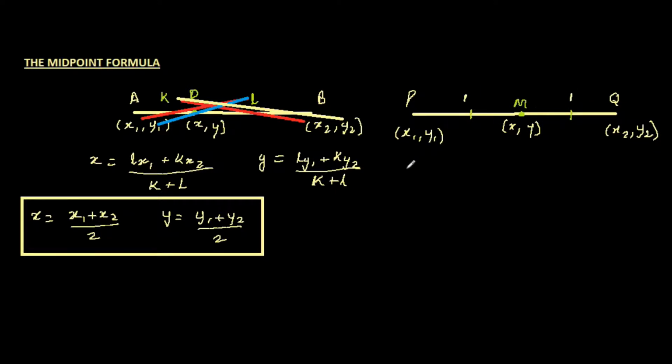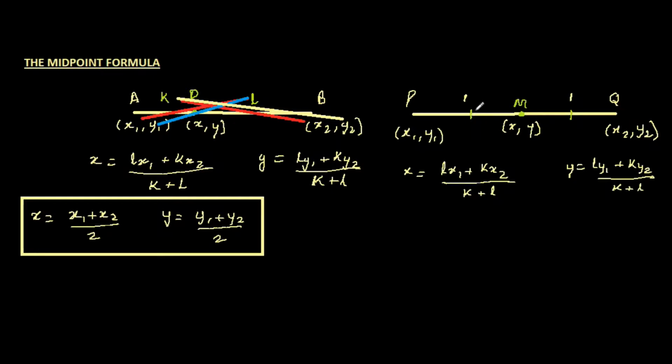So let me start with the section formula once again. We know that the x coordinates of the point M would be Lx1 plus Kx2 over K plus L, and the y coordinates would be Ly1 plus Ky2 over K plus L.